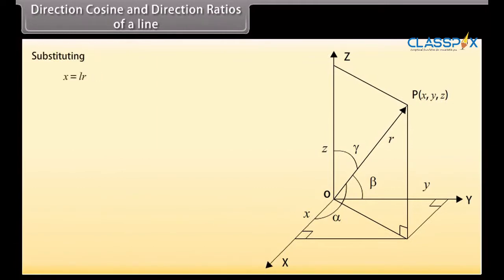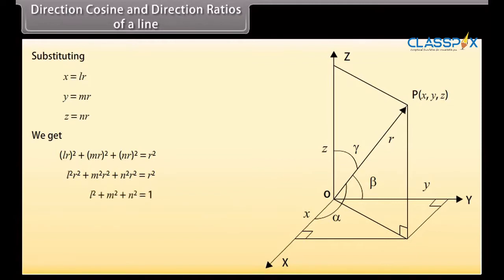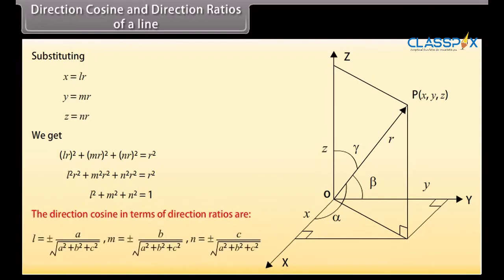Substituting x equals LR, y equals MR, z equals NR, we get (LR) square plus (MR) square plus (NR) square equals R square. L square R square plus M square R square plus N square R square equals R square. L square plus M square plus N square equals 1. The direction cosines in terms of direction ratios are L equals plus minus A upon square root of A square plus B square plus C square. M equals plus minus B upon square root of A square plus B square plus C square. N equals plus minus C upon square root of A square plus B square plus C square.